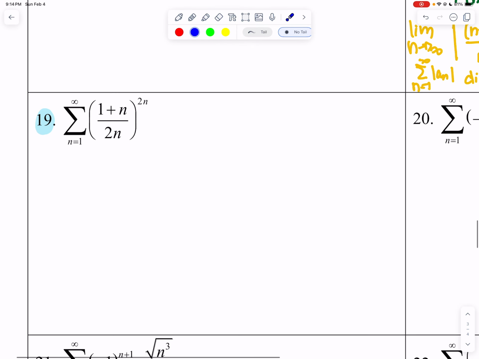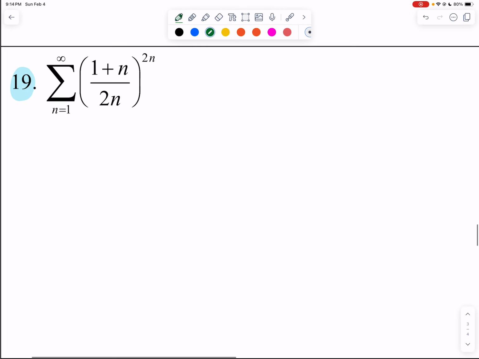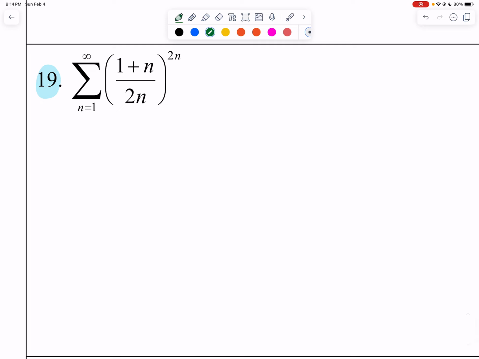Okay, number 19. Once again, as a little reminder, because I don't have an alternating term right here, if I take the absolute value of this, it is going to be the same thing as my original series. So if my series is convergent, then automatically it's going to be absolutely convergent, just because I don't have a negative term anywhere in my series. We're going to be using the root test.